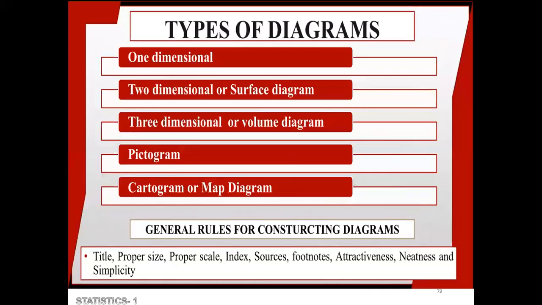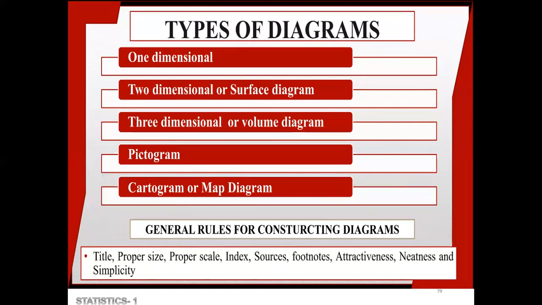Coming to different types of diagrams, basically there are five different categories of diagrams. They can be classified as one-dimensional diagram, two-dimensional or surface diagram, three-dimensional or volume diagram, pictogram, or cartogram, or the map diagram. So like this, we have five different types of diagrams.